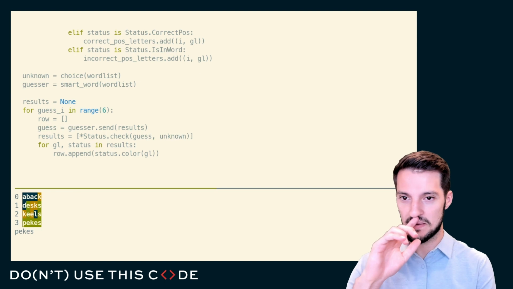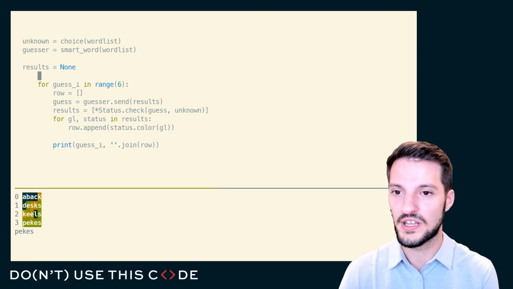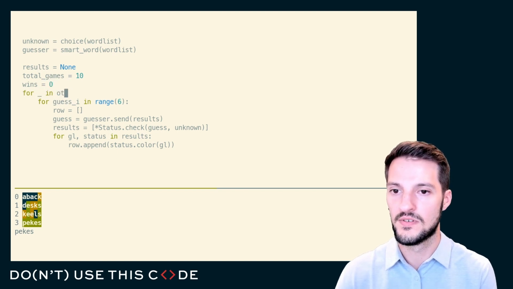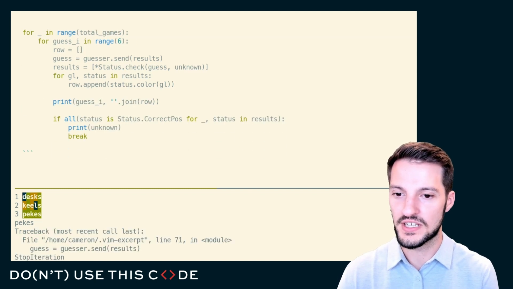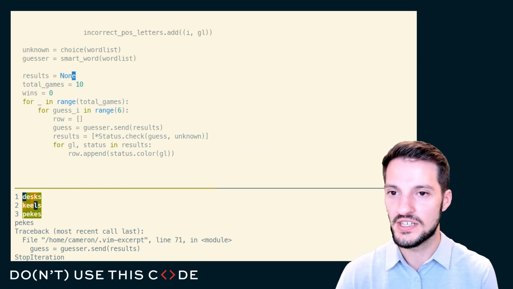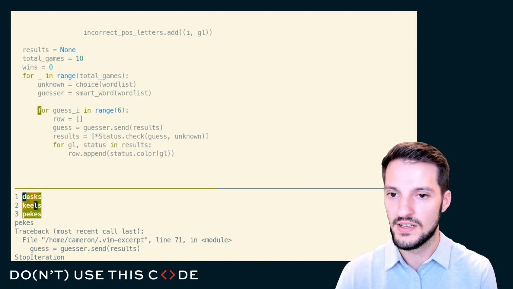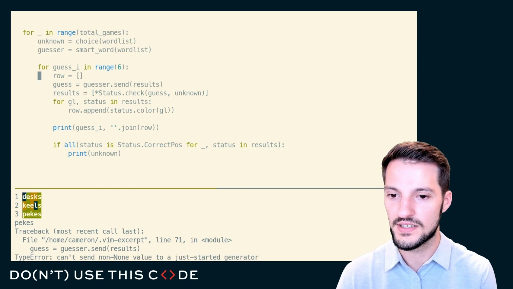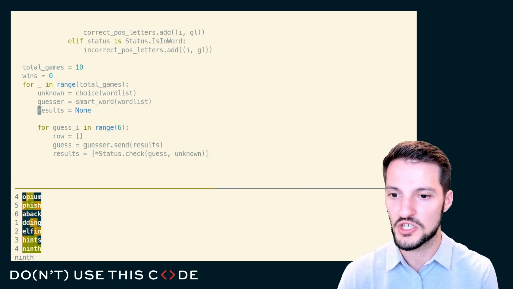So let's take one step back from here, and I'm very curious. I want to know, if we play 10 games, how many games do we win? Let's see if this works out of the box. Okay, so we need to instantiate a new guess per game, as well as a new unknown. And for guess I, yeah, that should work. And our results also needs to be instantiated to none for each fresh game.